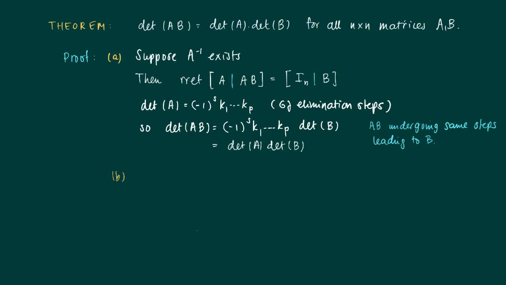So that's one part. Now suppose that A inverse does not exist, which means that the determinant of A equals 0. Then we are about to show that AB is not invertible. Well, why is that?